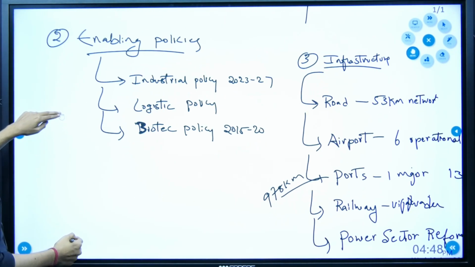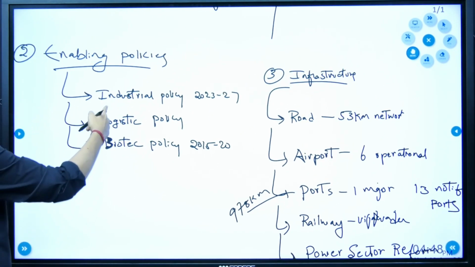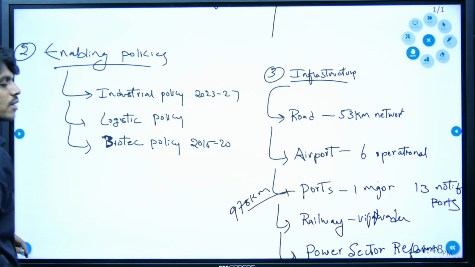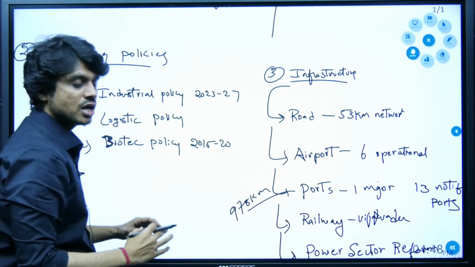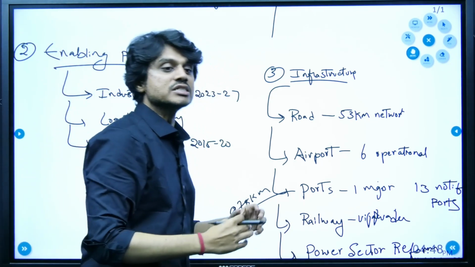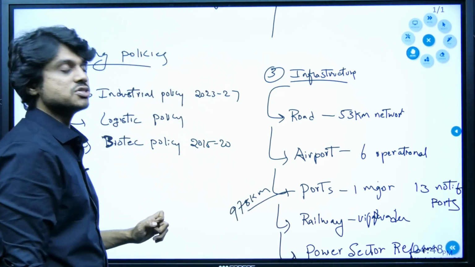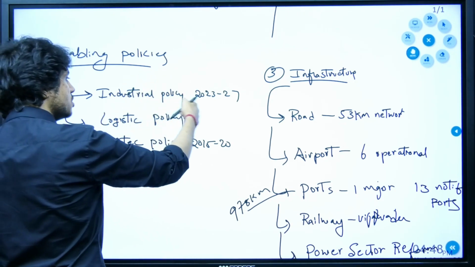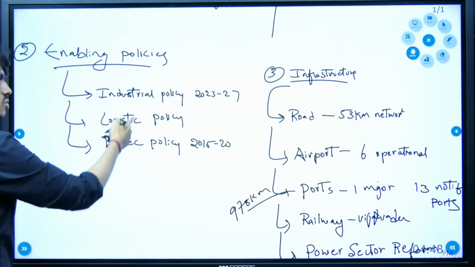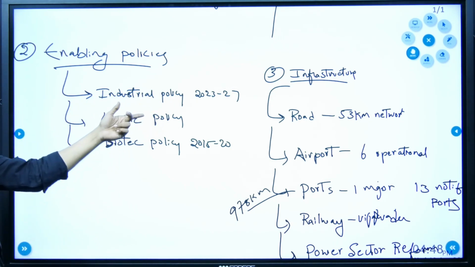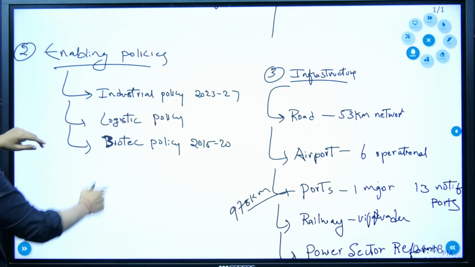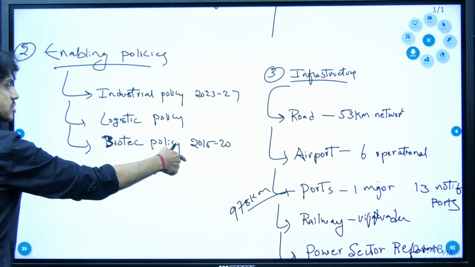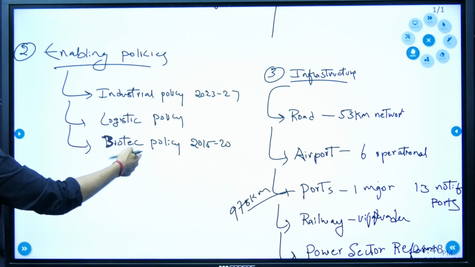Then the government has come up with enabling policies. You might have studied the Industrial Policy 2023-27, which talks about giving thrust to particular industries like the electronic industry, pharmaceutical industry, and service and health based industries. Further, the government is trying to focus on reducing logistics costs. Such provisions, independent questions can be asked on the Industrial Policy 2023-27 and the Logistics Policy. Then there is a Biotechnology Policy where they are talking about the promotion of innovation also.